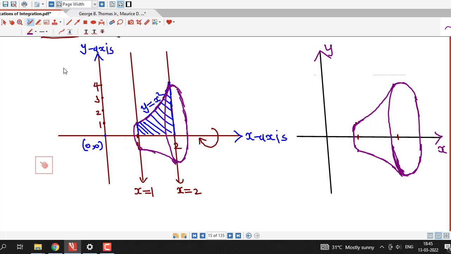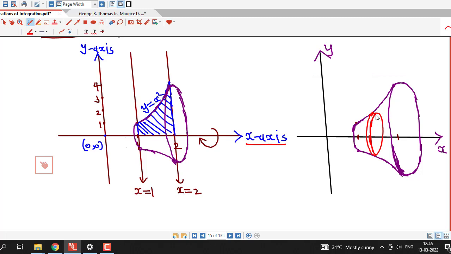So for that we can consider the cross section perpendicular to x-axis. So if we consider the cross section of this solid perpendicular to x-axis, then the cross section will be a circular disc. It will look like this. So this will be the cross section of this solid perpendicular to its axis of rotation, which is x-axis.